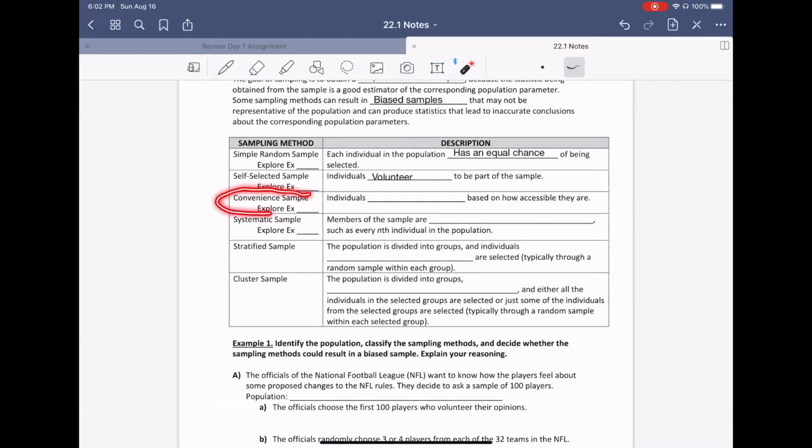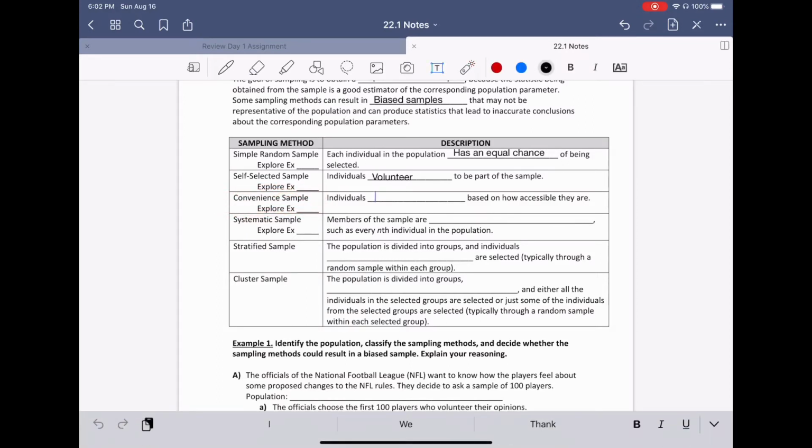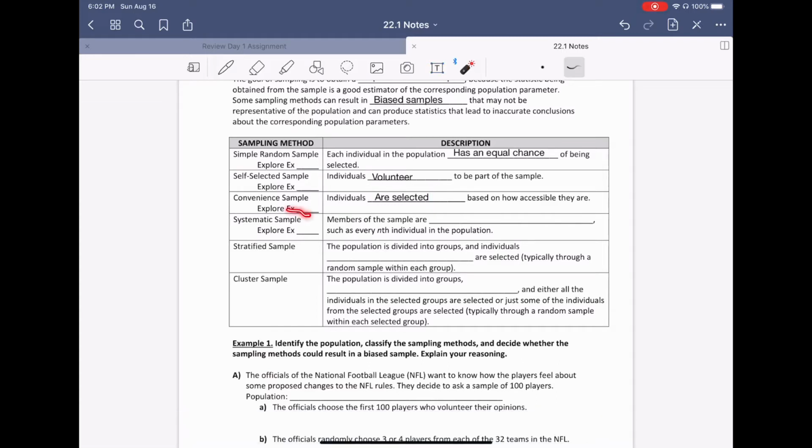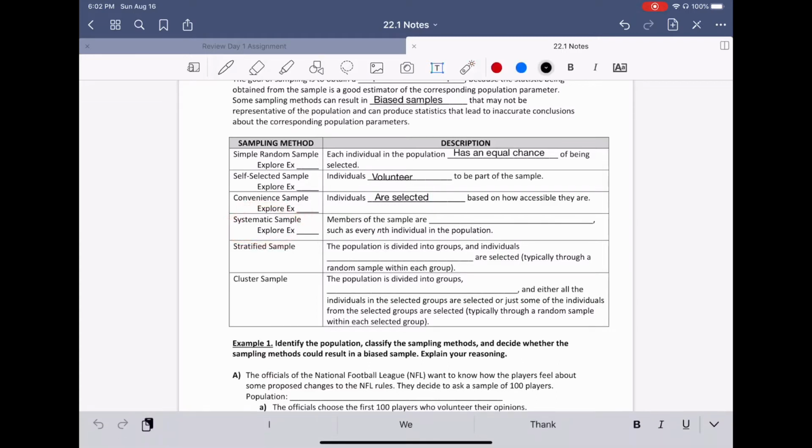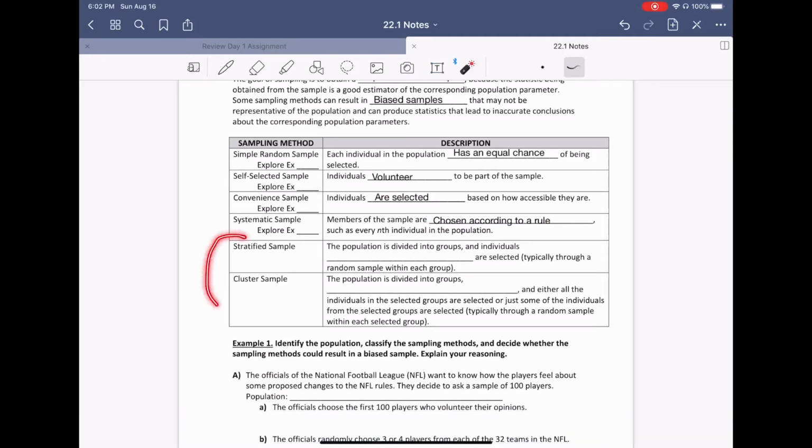Third one, convenience sample, is when individuals are selected based on how accessible they are. Systematic sample, members of the sample are chosen according to a rule, such as every nth individual in the population. And then we have these two, stratified and cluster.